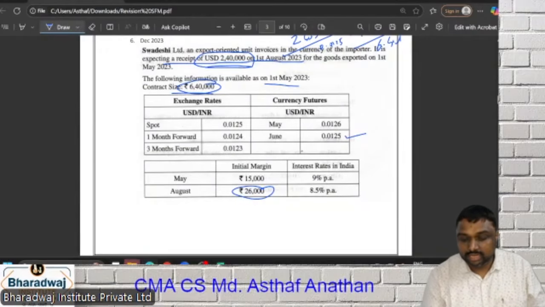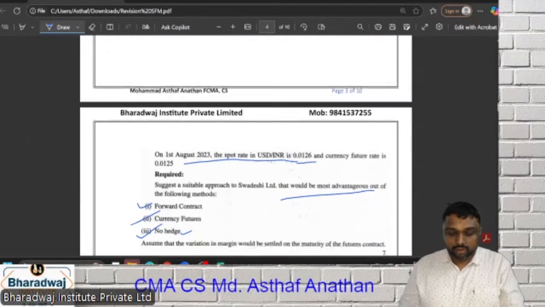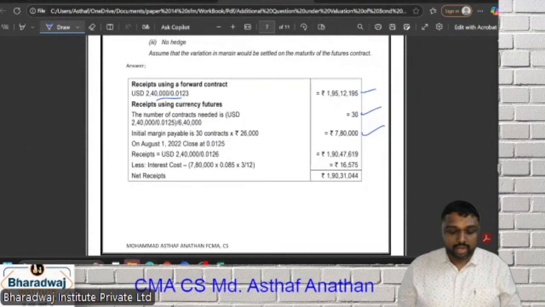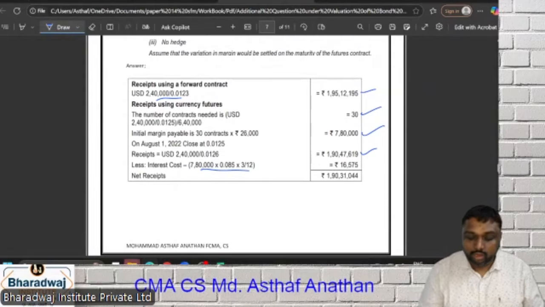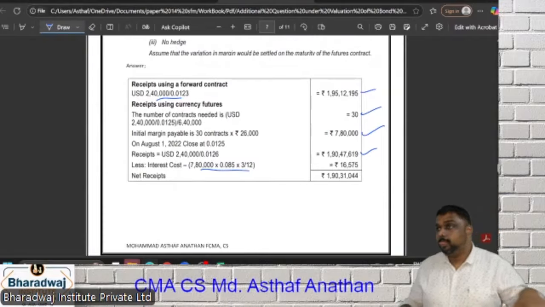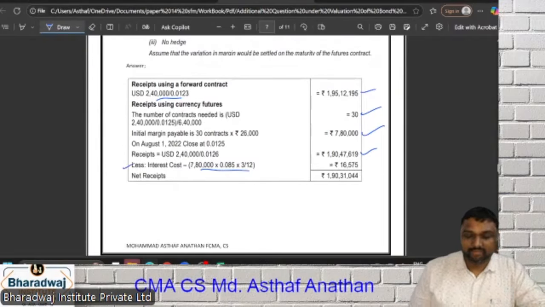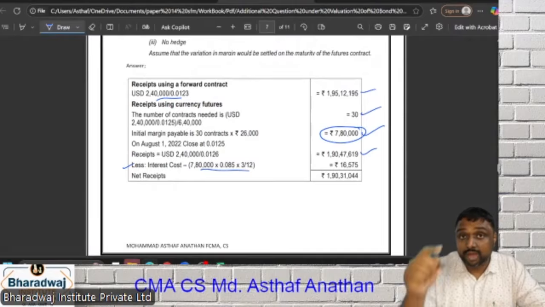See, this is the currency future which is available in the market. So we have to take the rate for May. Future rate for May, that is right now 0.0126. So you can take that amount, and you will get the amount for receipts. This interest cost, you already know, you have to pay the margin money now. So opportunity cost. For time saving purpose, I am not doing the interest cost. Interest cost is nothing but opportunity cost. That is 7,80,000 margin money you have to pay now.